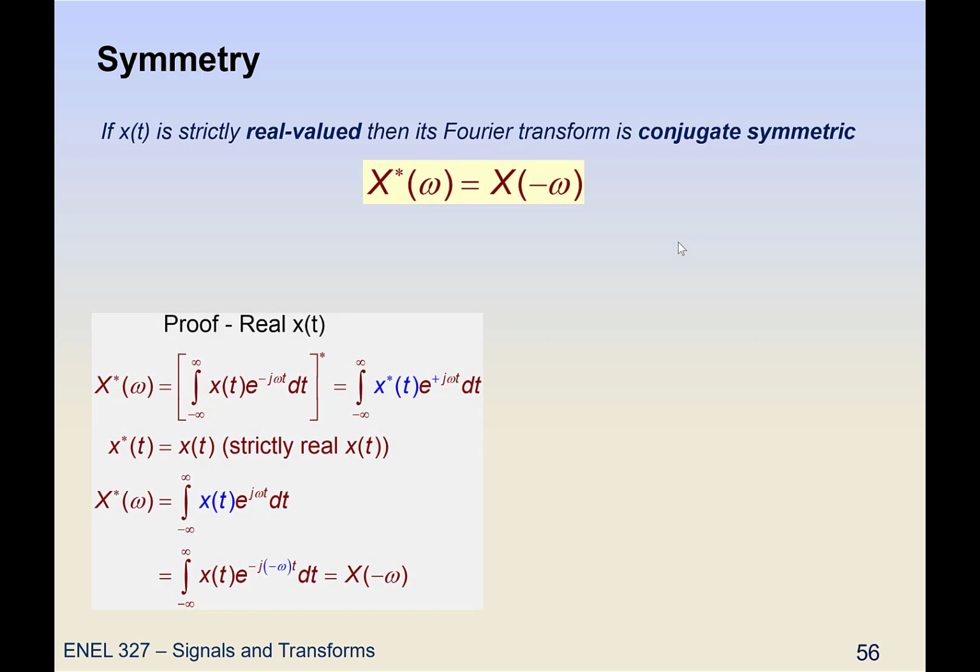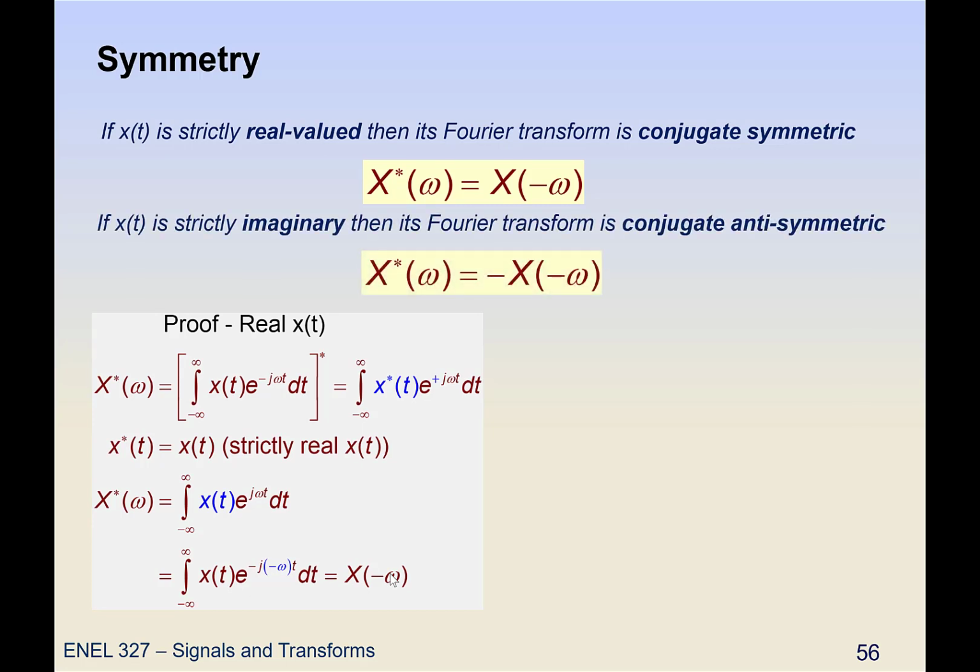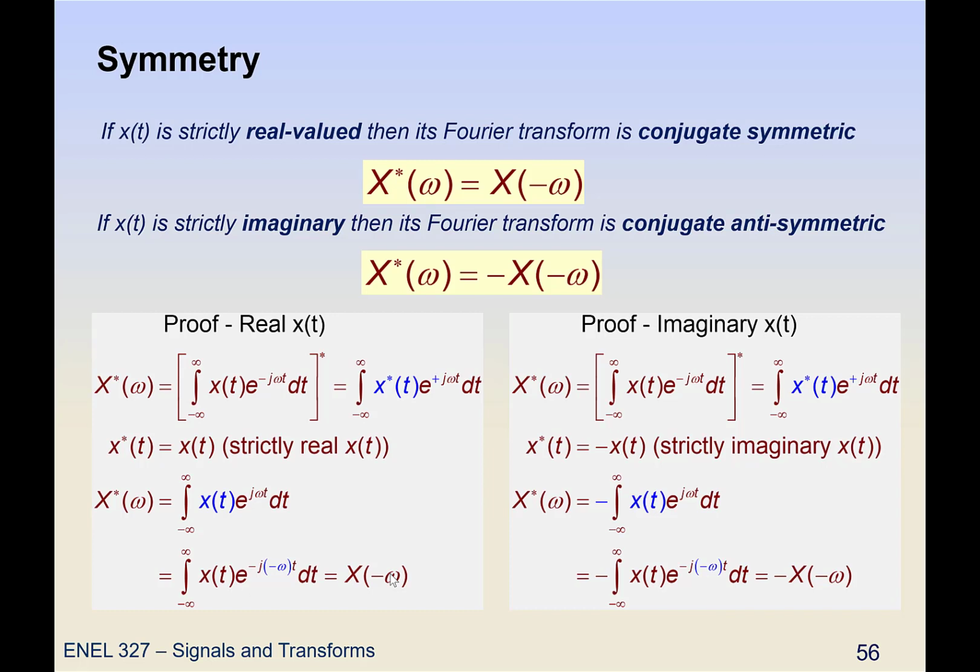And here's a proof of it. So I'm just taking the left-hand side, replacing it with its Fourier transform, conjugated, distributing the conjugation, but we know that x is strictly real, so we can replace this with just x of t, and then that gives us X of minus omega. In other words, a flipped version of the Fourier transform. If x of t is strictly imaginary, then you end up with a Fourier transform that is conjugate anti-symmetric, and it is a very similar proof for that one as well.